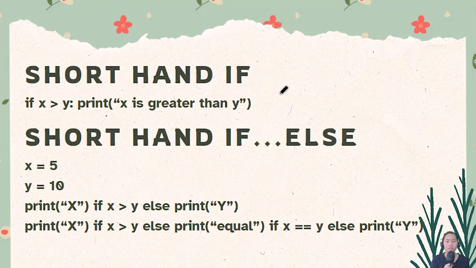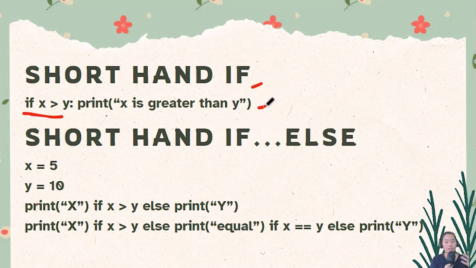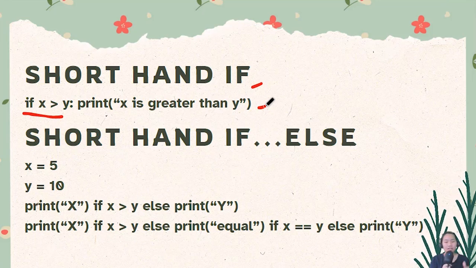First off, shorthand if. This is the syntax that you're working with. If x is larger than y, print x is larger than y. It's very straightforward. It's basically the same as if and else, with the whole indentation and line breaks, but on one line. So you can take out the indentation. It's very much the same.